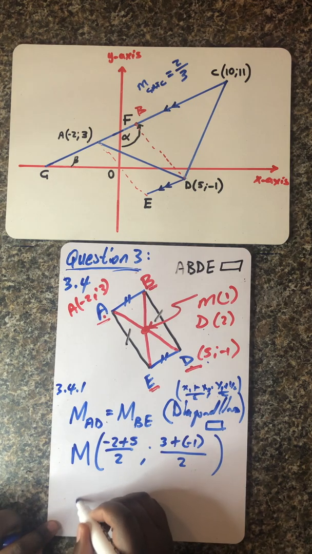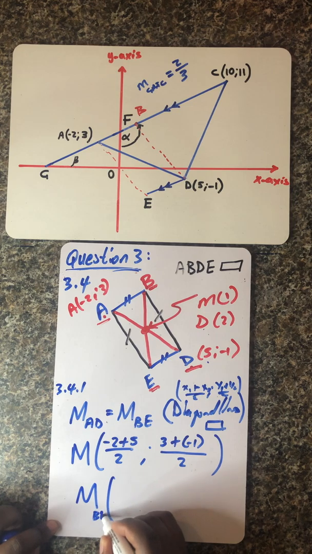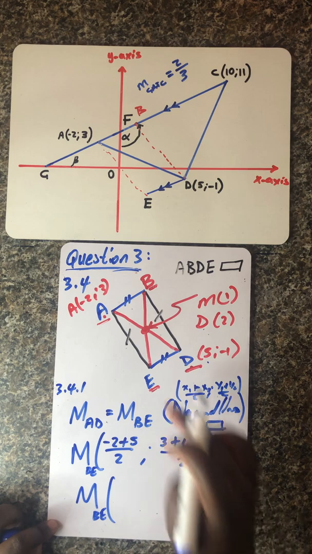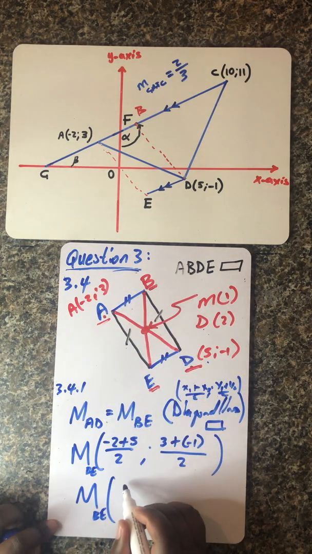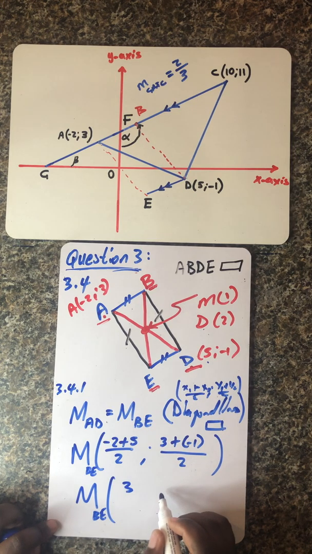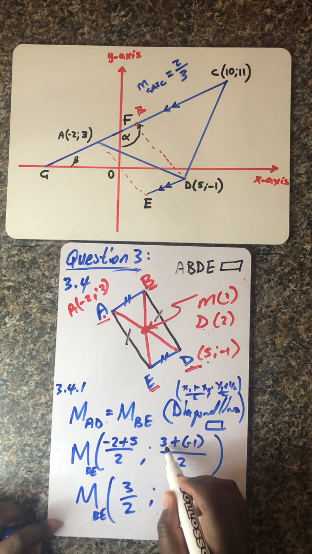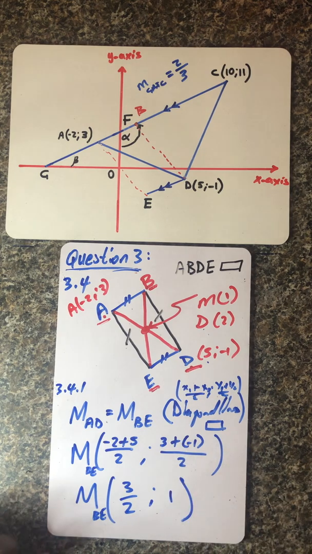So, ladies and gentlemen, that means M, which is the midpoint of BE, very, very much important, the midpoint of BE, which is the same as the midpoint of AD, is equal to, we know, (-2 plus 5) over 2. That should be 3, I think it's 3, guys. You can just punch it on a calculator, but I think it's 3, then over that 2. And then you've got 3 plus -1, which is the same as 3 minus 1, which equals 2, then 2 over 2 equals 1.